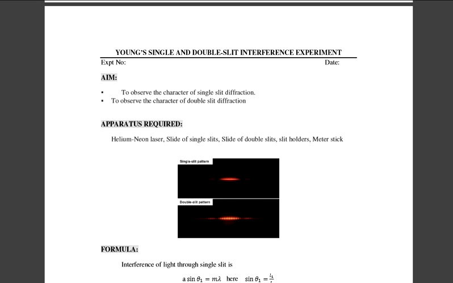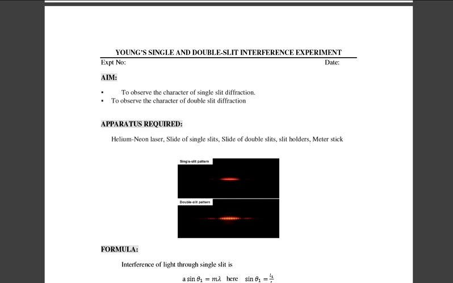Hi everybody, I'm going to explain Young's single and double slit interference. First of all, what is interference? The word interference means combination of two or more electromagnetic waveforms to form a resultant wave in which the displacement is either reinforced or cancelled. Young's double slit experiment demonstrates that light can display characteristics of both a wave and a particle.